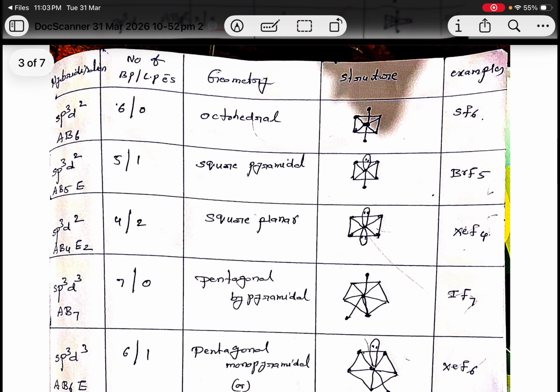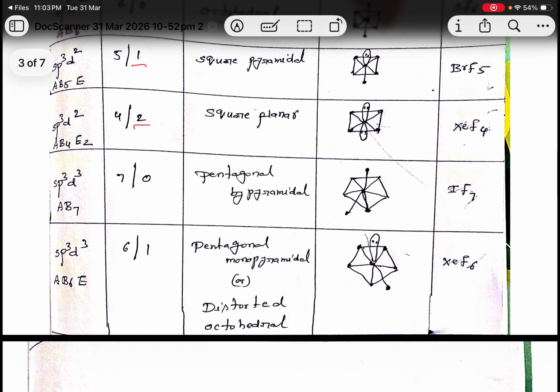Next, similarly, if the molecule undergoes sp3d2 hybridization with zero lone pairs, the shape of the molecule is octahedral. With one lone pair, square pyramidal; two lone pairs, square planar. Next, if the molecule undergoes sp3d3 hybridization without lone pairs, the shape is pentagonal bipyramidal. With one lone pair, pentagonal pyramidal or distorted octahedral. In our intermediate textbook, it is given as distorted octahedral.